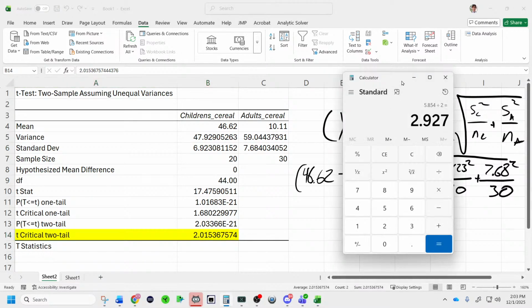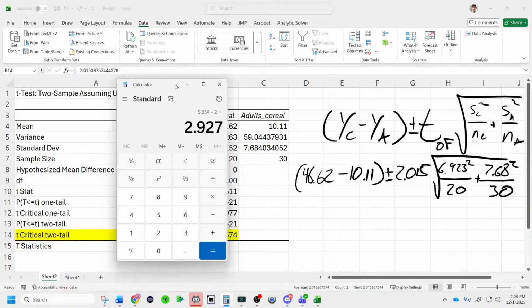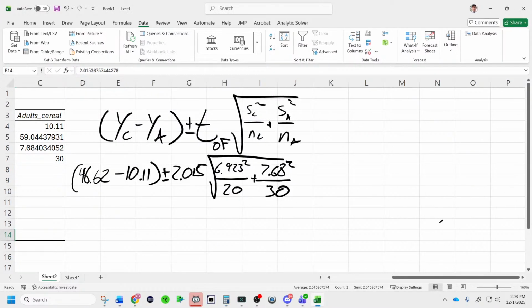It's just a bunch of math. That's always the fun part. 6.923 squared divided by 20. And then we need to add to that 7.68 squared divided by 30, square root, 2.089. Really?